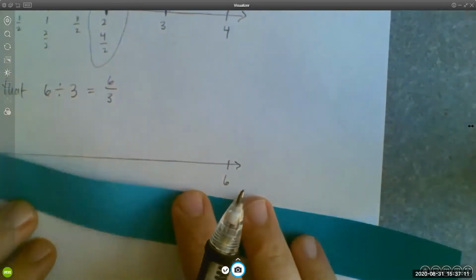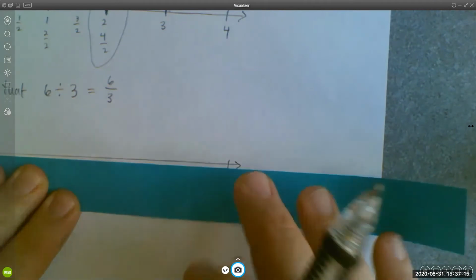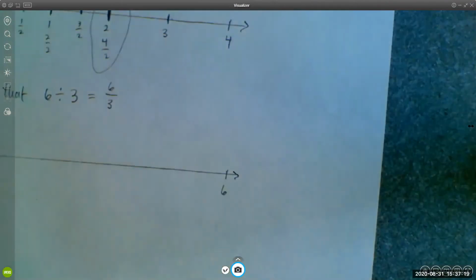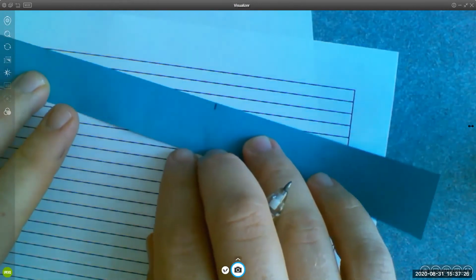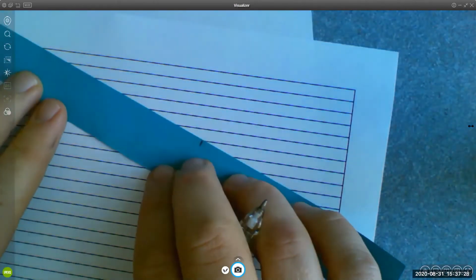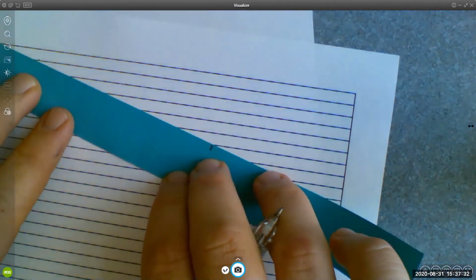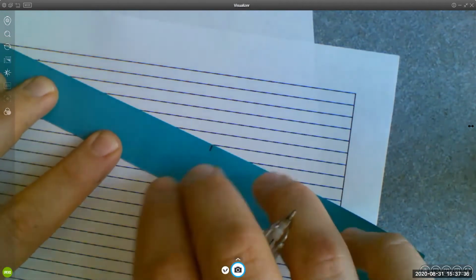Okay, I need to divide this into 6 equal parts. I'm going to mark and then go down 6 lines. 1, 2, 3, 4, 5, 6. Okay, so I should end up with something like that.